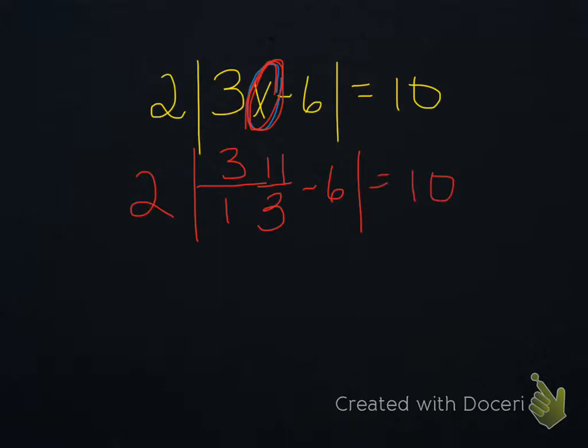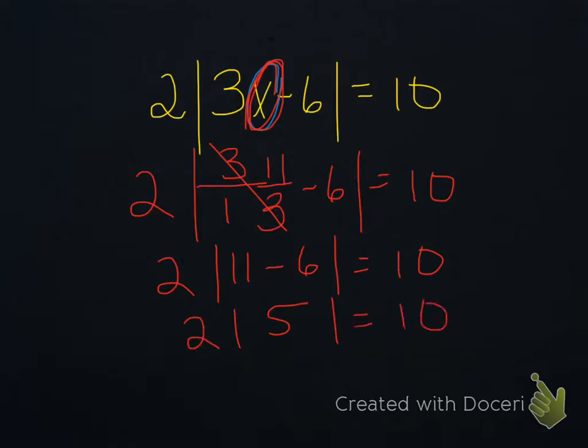So these cancel out, right? 3 over 1 times 11 over 3, those 3's are going to cancel out. It's going to leave me with an 11 minus 6, and then that's times that, and that's equal to that. What's 11 minus 6? Well, 11 minus 6 is equal to 5, right? I believe so. And then what is 5? The absolute value of 5 is 5, so that's an easy one, right? 2 times the absolute value of 5 is 2 times 5.